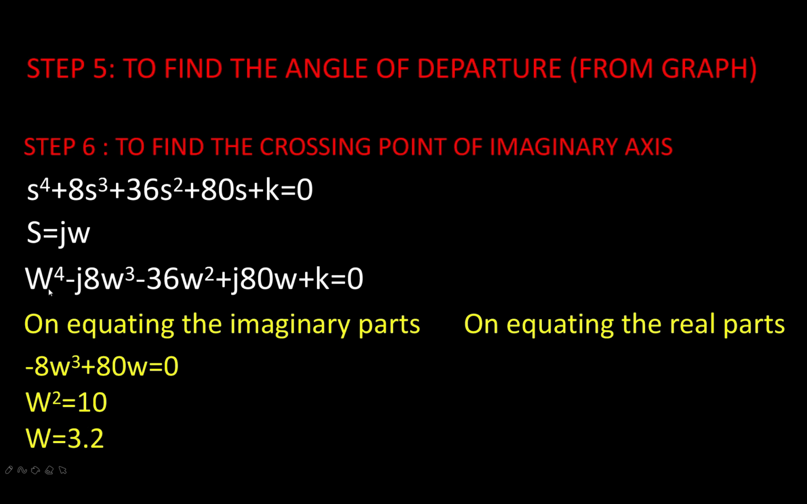On equating the imaginary part, omega power 4 minus 36 omega square plus k equal to 0. This k will tell us the stability of the system for this transfer function. On substituting omega square is equal to 10 in this equation, we get k equal to 260. So this is the value for the stability of the control system.